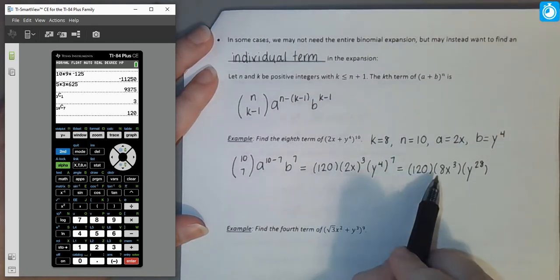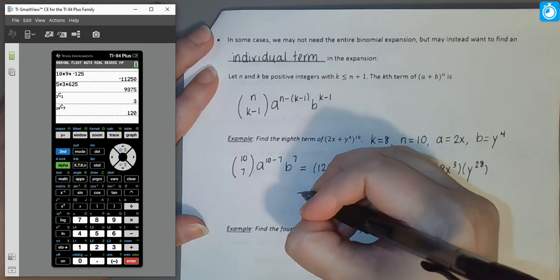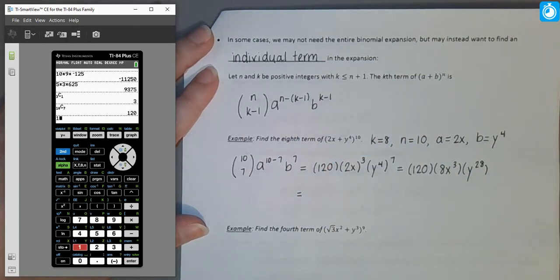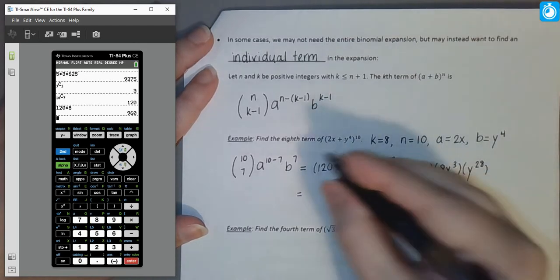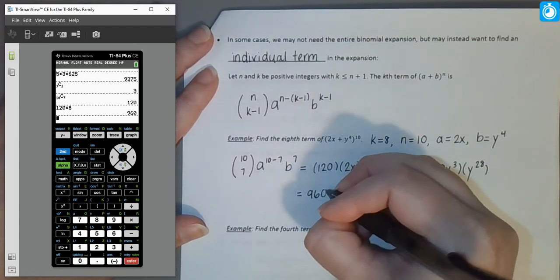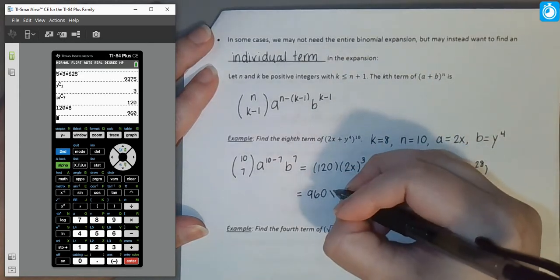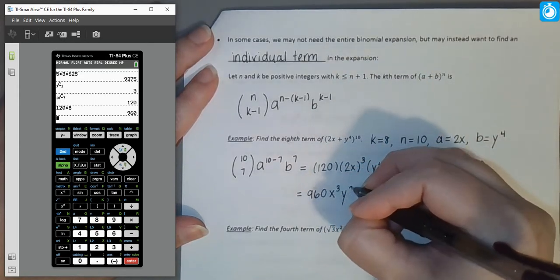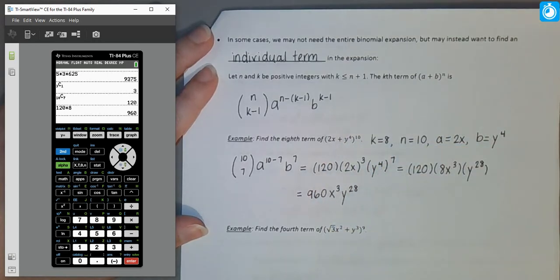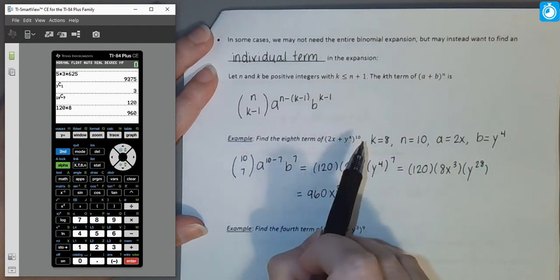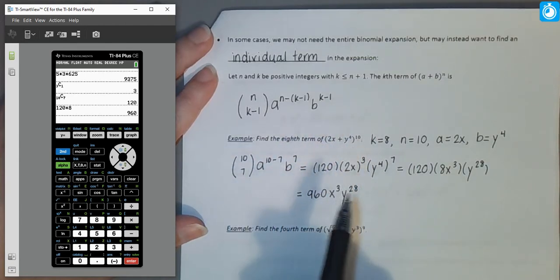And then all we have to do now is multiply our two constants and just clean it up a little bit. So 120 times 8 is going to give us 960. And then we have x cubed, and we have y to the 28th power. So x cubed, y to the 28th. So without having to do the full expansion of this binomial raised to the 10th power, automatically we can just pull this single term out using the formula.